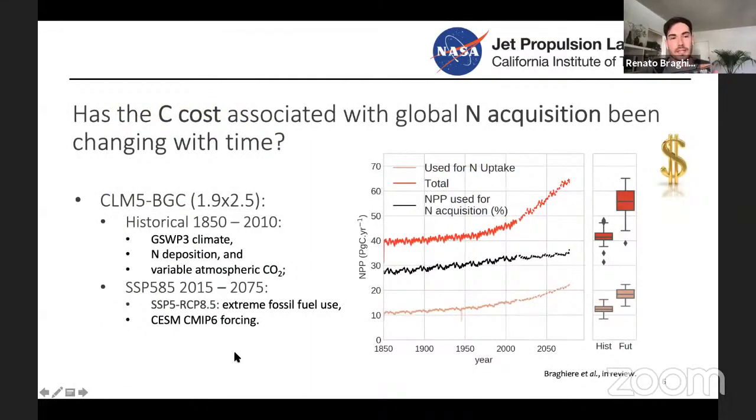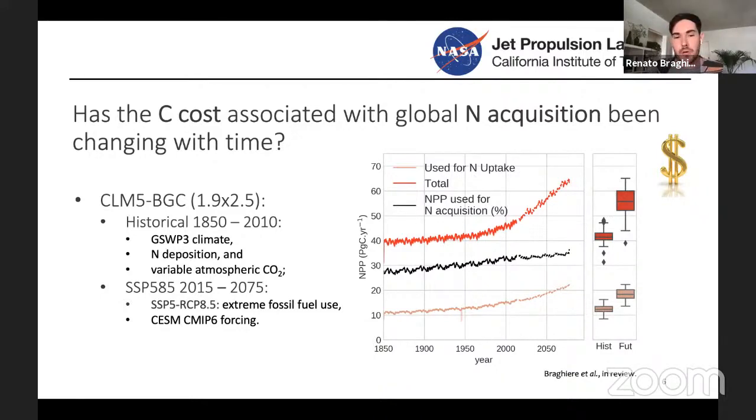So now with FUN in CLM, we can start asking lots of interesting questions about carbon costs and different nutrient acquisition strategies. The first question I'm going to try to ask here is, has the carbon cost associated with nitrogen acquisition been changing with time? And to address that, we ran CLM5 in biogeochemical mode in the historical period with GSWP3 climate forcing, nitrogen deposition, and variable atmospheric CO2. We also performed some future runs using the SSP5-8.5 scenario. The SSP5 is the pathway that we are currently on, assuming extreme fossil fuel usage. And we use CESM CMIP6 forcing.